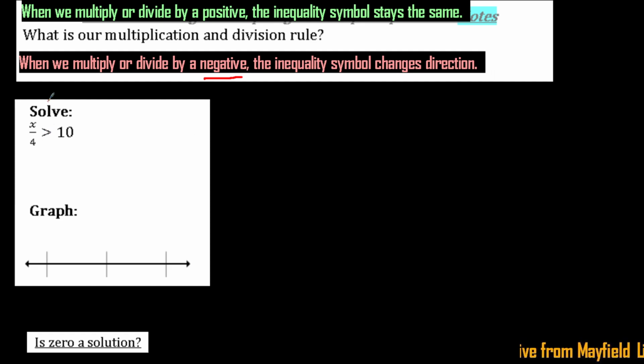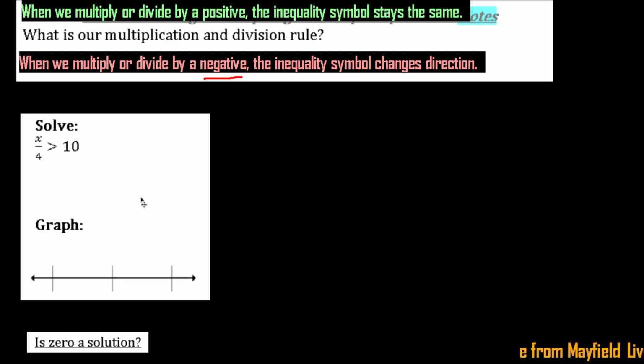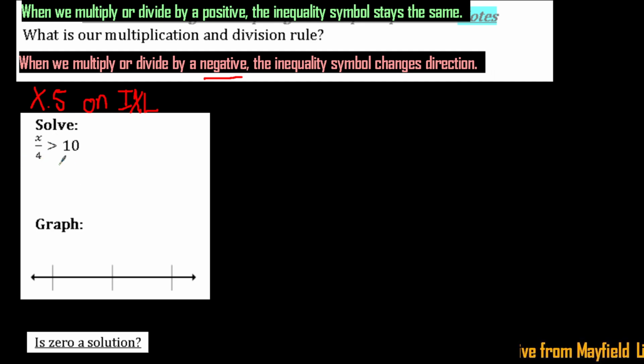This is just a recap from yesterday, those one-step inequalities. It also goes with that IXL section, I believe it's X.5, solving those one-step inequalities and graphing them. I just figured I'd write this in here so that you guys can see it. Alright, so it says solve, and it has x divided by 4 is greater than positive 10.